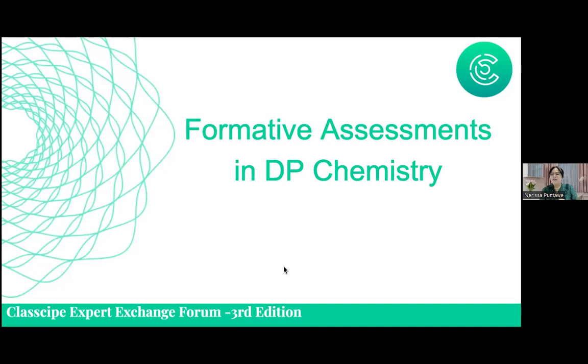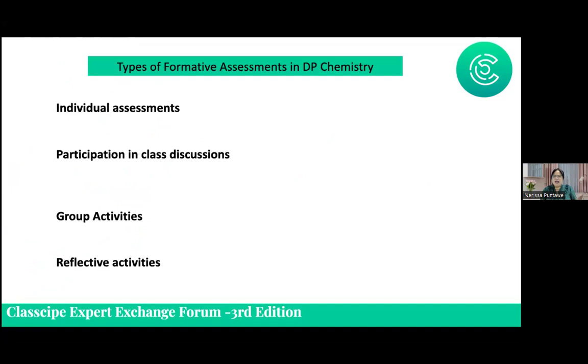Now let's take a look at the formative assessments in DP Chemistry. This one, I just created on my own. It's based on what I have been using in my classes. You can take some from this one, but you could also grab from other resources. So I grouped them, classified them based on the kind of assessments. I have here individual assessments, participation in class discussions, group activities, and reflective activities.